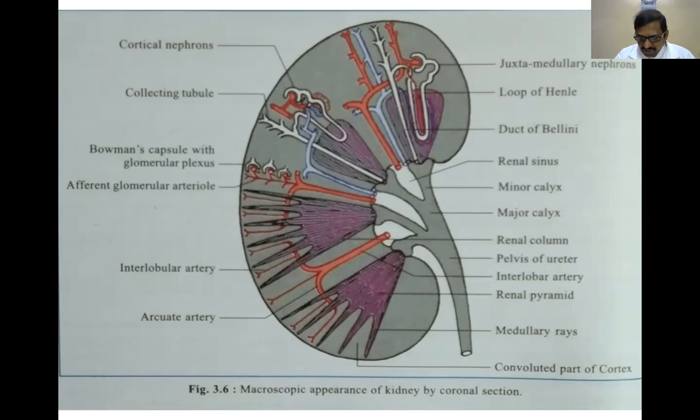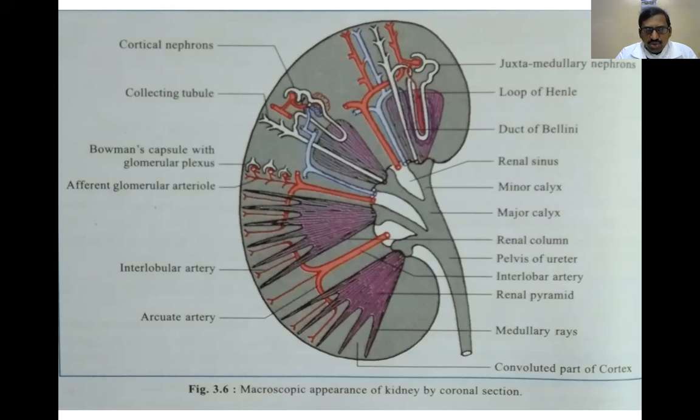Usually 1 liter of blood circulates to the kidneys per minute. Sometimes there may be accessory renal arteries, because the kidney develops in lobules. Like this, there are different levels of arterial division, and then the afferent arteriole and efferent arteriole.